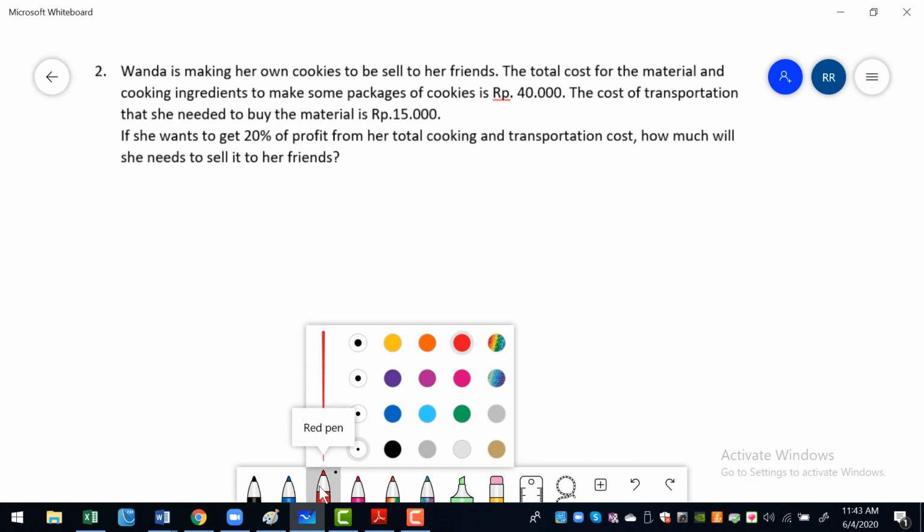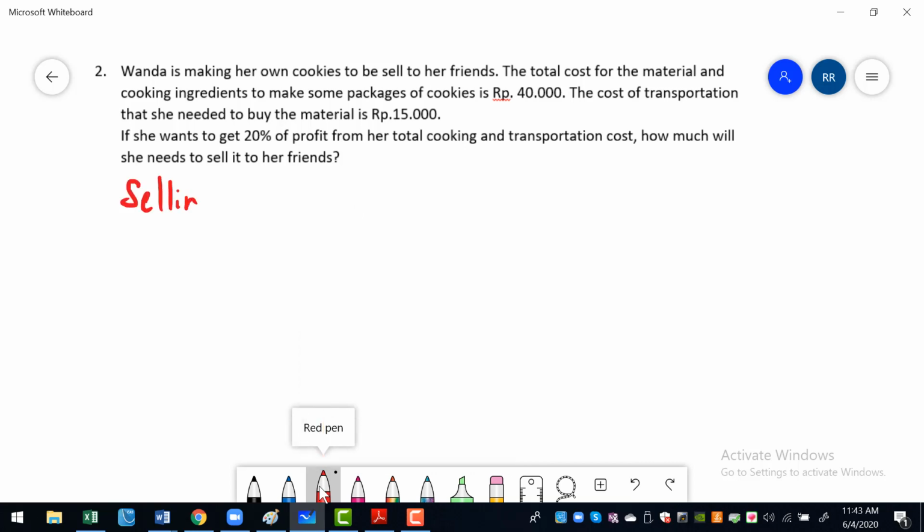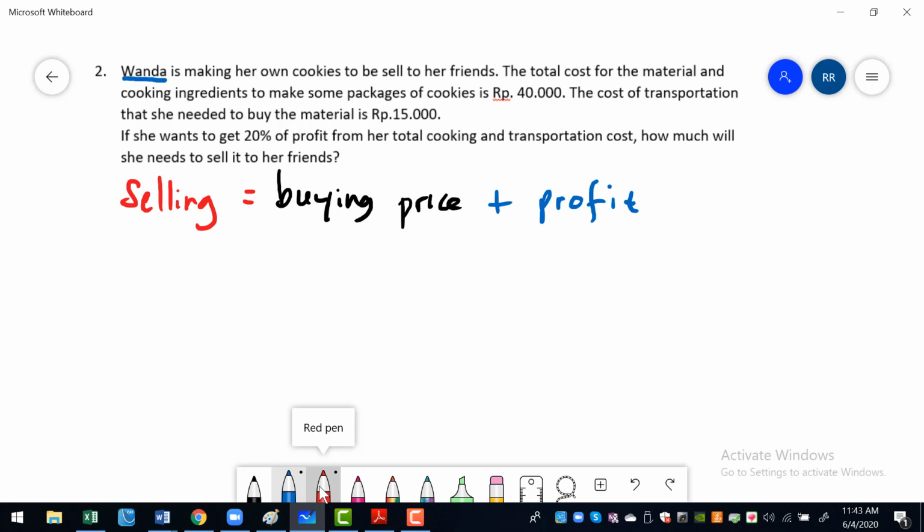So the concept of selling price again is equal to the buying price, right, plus the profit, right? But in here, Wanda is not buying the cookies. She made the cookies, right? So instead of buying price, I'm going to erase that and write it down as the production cost. Right, so the production cost in here can be the materials, the ingredients, or the transportation, all the money that you spend to make this product.